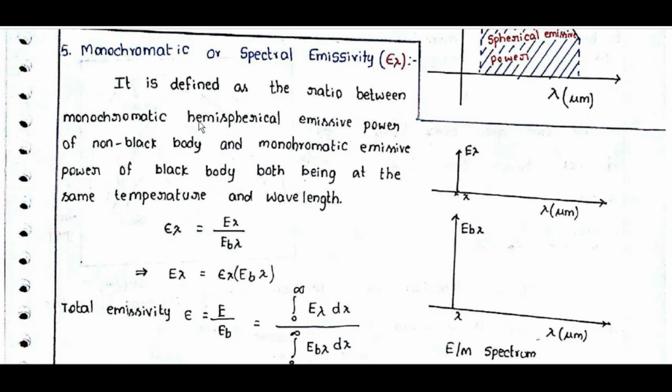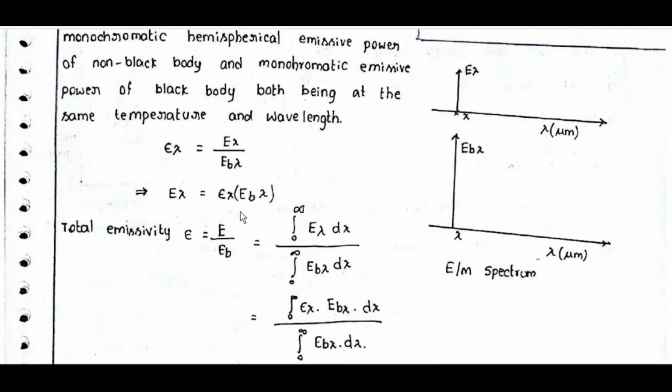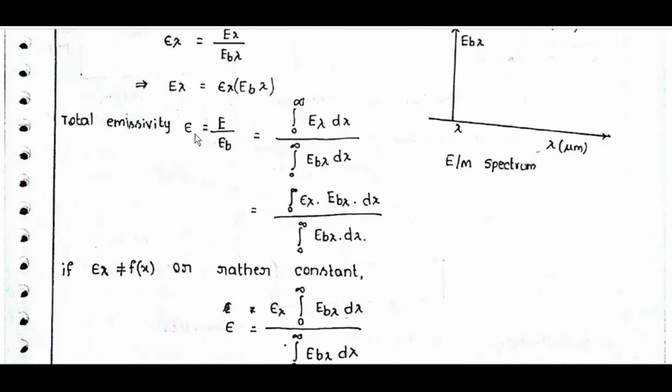Monochromatic or spectral emissivity, epsilon lambda, is defined as the ratio between the monochromatic hemispherical emissive power of a non-black body and the monochromatic emissive power of a black body, both being at the same temperature and wavelength. Epsilon lambda is equal to E lambda by EB lambda, so E lambda is equal to epsilon lambda into EB lambda. Total emissivity epsilon is equal to E by EB, which is the integral from 0 to infinity of E lambda d lambda divided by the integral from 0 to infinity of EB lambda d lambda.